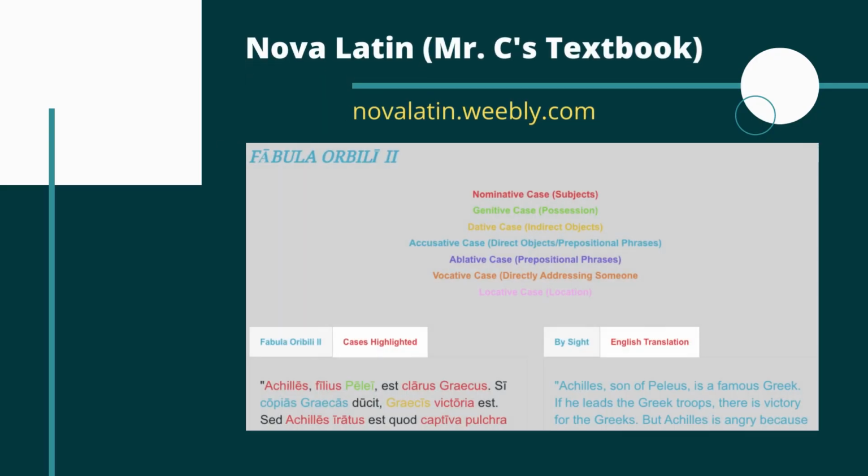Hey everyone, in this video we're going to come back to chapter 18 of the Road to Latin textbook and take a look at the second story in this chapter, which is called Fabula Orbili II. You might remember in the first one we had their teacher Orbilius who was telling the kids the story about the Trojan War, and that's where we're going to pick up in the second half of the story.